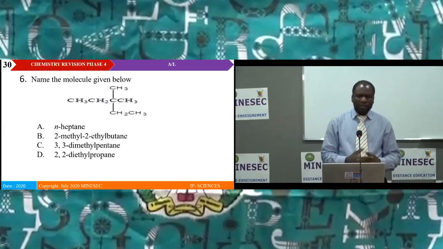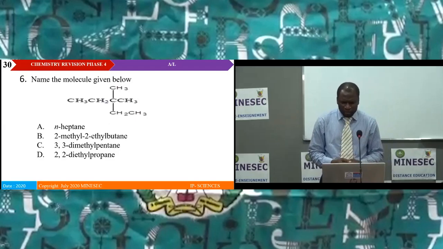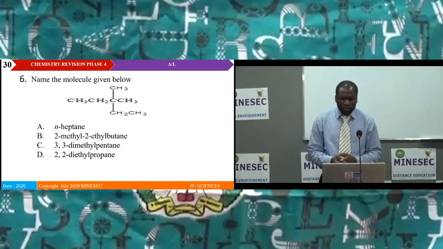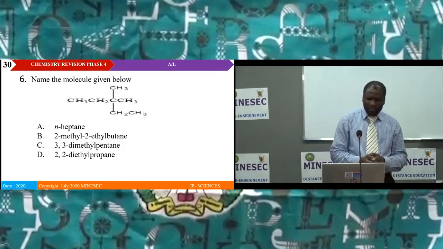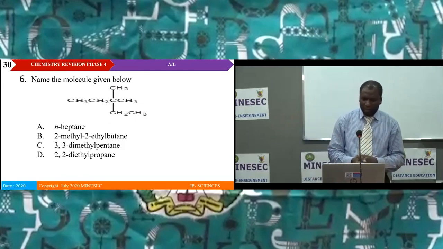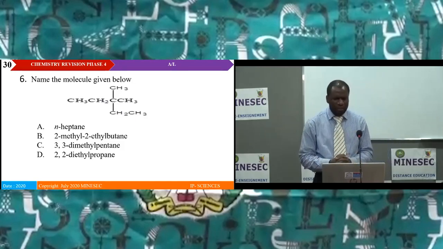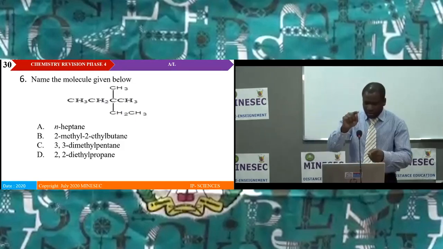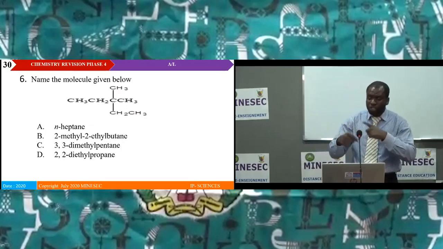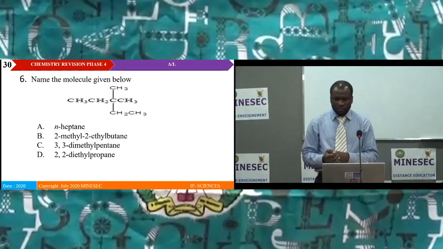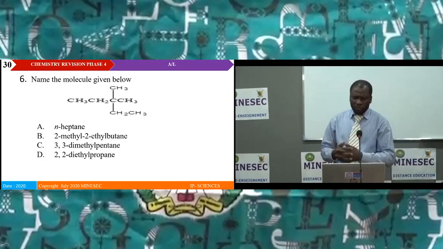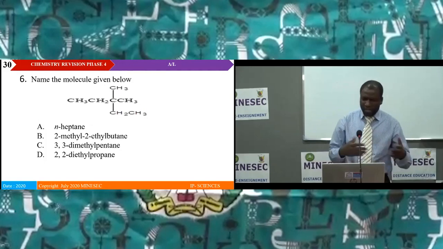Six, name the molecule given below. A, n-heptane. B, 2-methyl-2-ethylbutane. C, 3,3-dimethylpentane. And D, 2,2-dimethylpropane. Naming of organic molecules. We locate the longest carbon chain, and we now locate the positions that have branches, beginning with the branch that is closest to the end, to one of the ends.